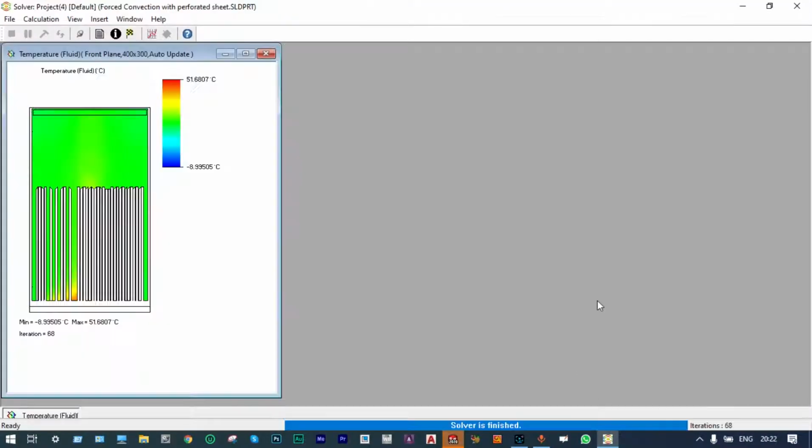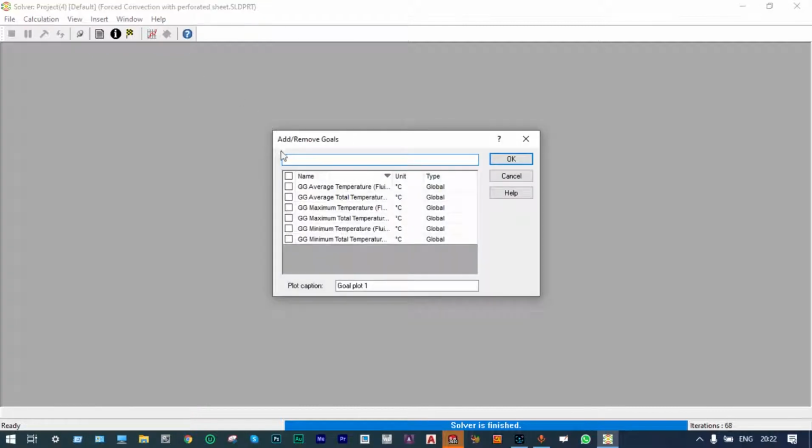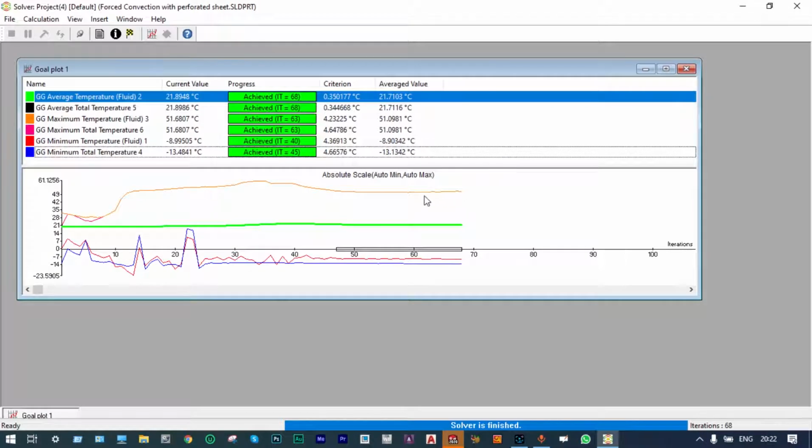The solver window has already started iterations. The solver is finished, and from here you can see that the minimum temperature of fluid is minus 8.99 degrees centigrade, and that of maximum temperature is 51.66 degrees centigrade. And you can see our goals from here. You can see all the goals are converged.